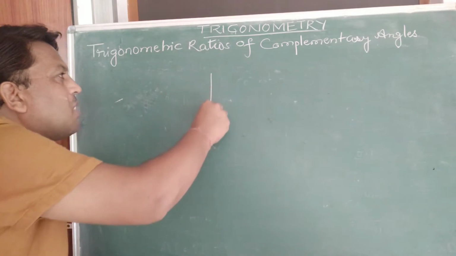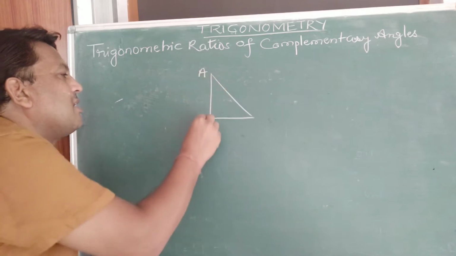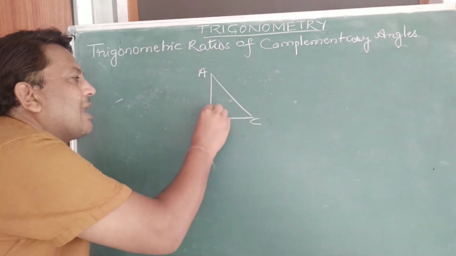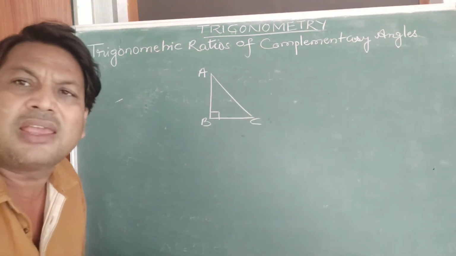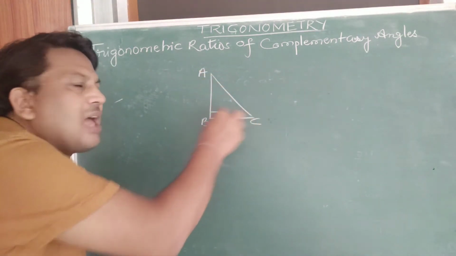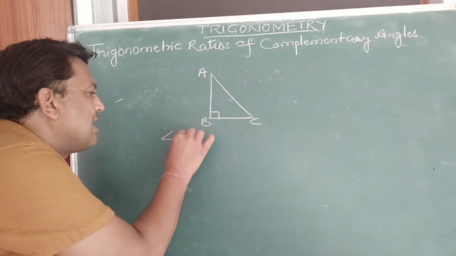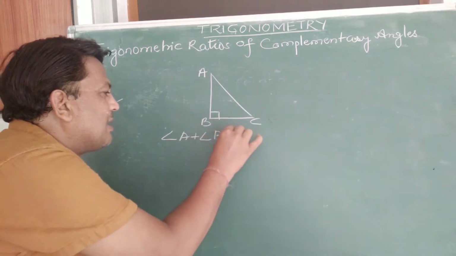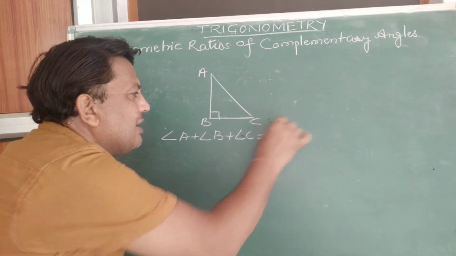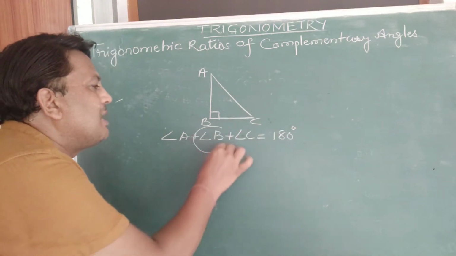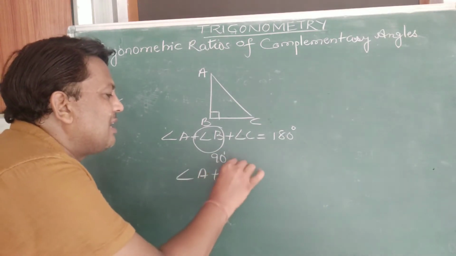Here this chapter is about right angle triangles. So let this be a right angle triangle ABC, right angle at B. Okay children. So we know that in any triangle the sum of all three angles is equal to 180 degree. So angle A plus angle B plus angle C is equal to how much, children? 180 degree. In this, angle B alone is 90 degree.